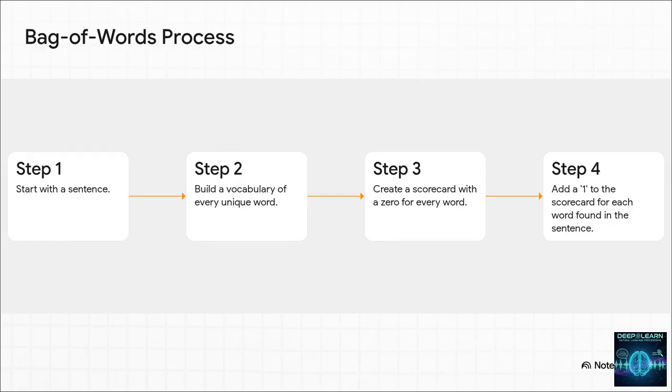First, we build a giant master list of every single word we've ever seen. That's our vocabulary. Then, for a specific review, we create a kind of scorecard and just put a 1 next to every word from the master list that appears in our review. And just like that, language becomes math.